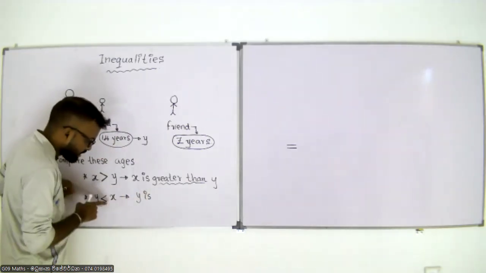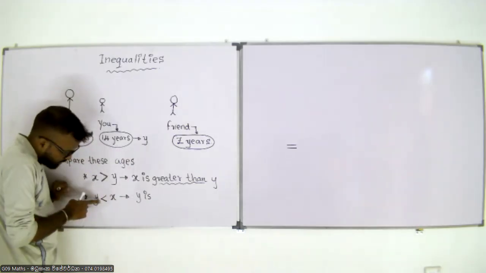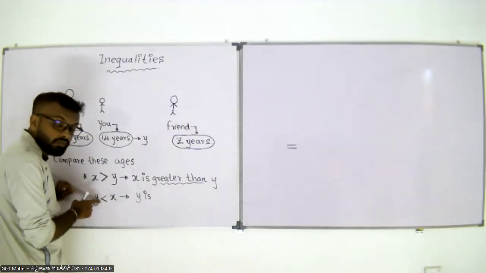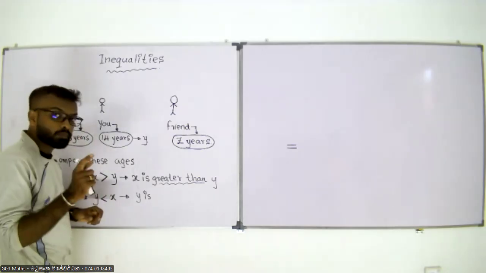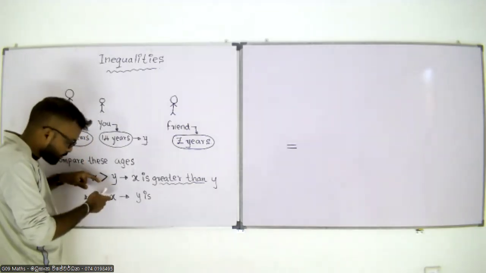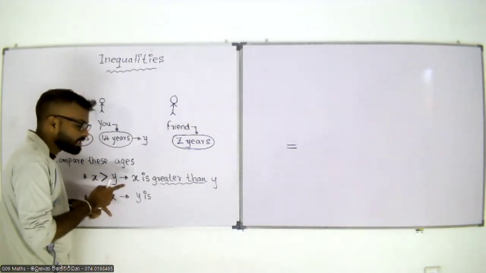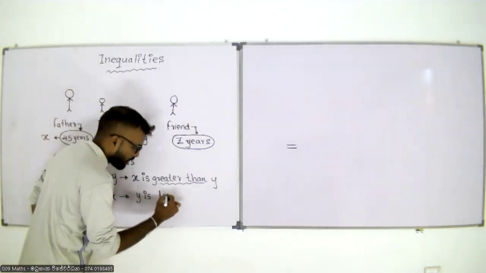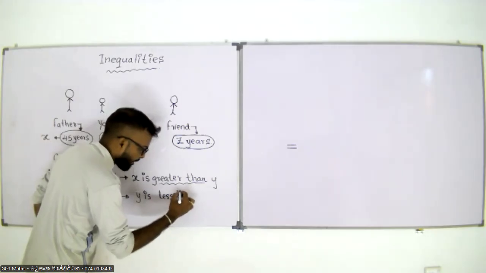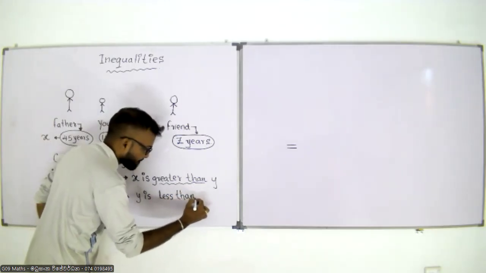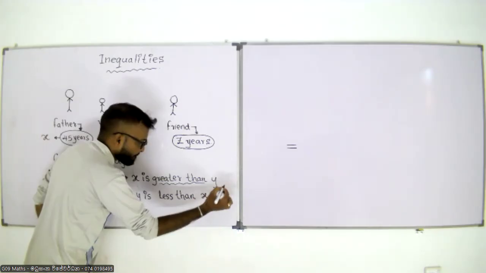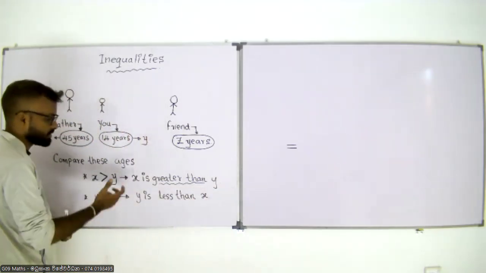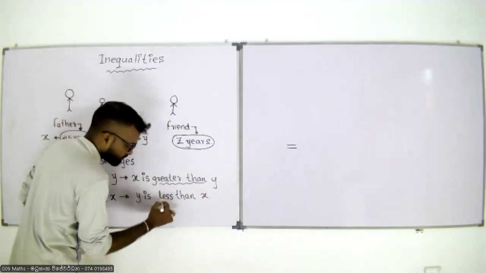Y is less than X. When the point of the inequality mark is placed to your left-hand side, then it is called less than. Y is less than X, right?